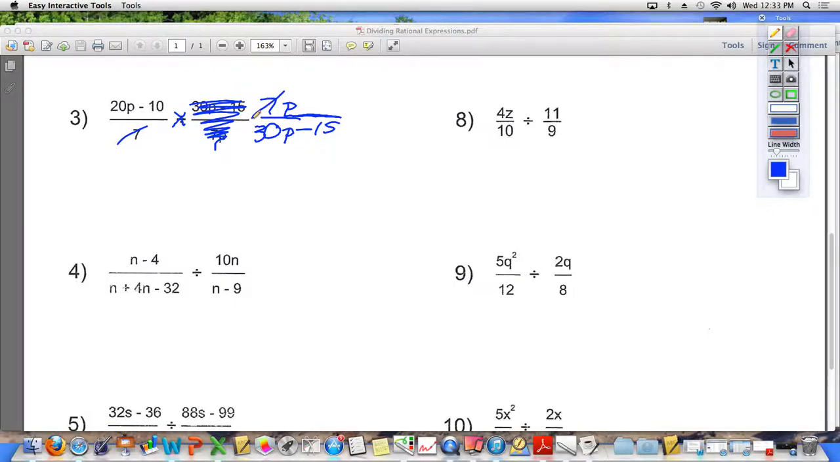All right, 20p minus 10. What do they have in common? Both divisible by 10. So I take a 10 out. Divide by 10, divide by 10. 20p divided by 10 is 2p, minus 1. The bottom: what does 30p and 15 have in common? 15. Yes, 15.